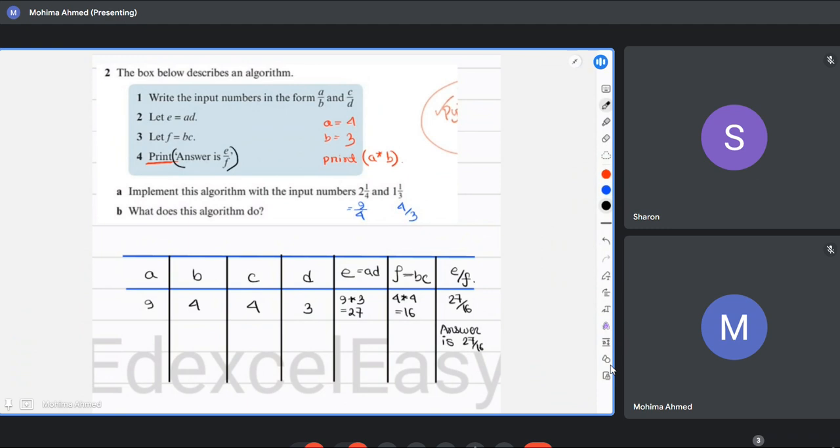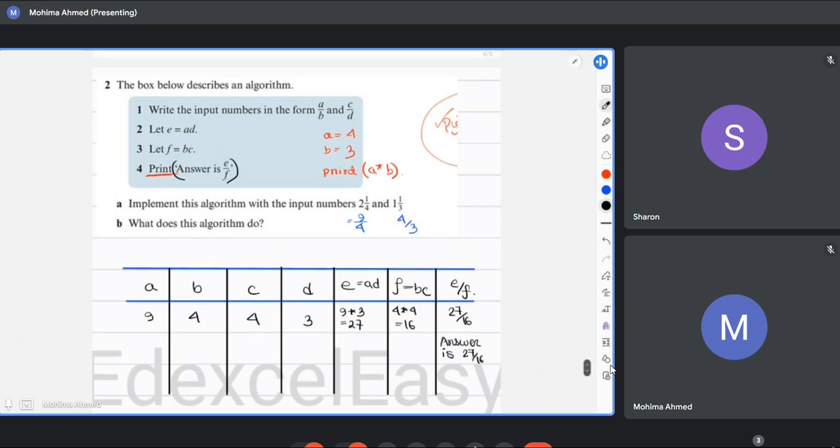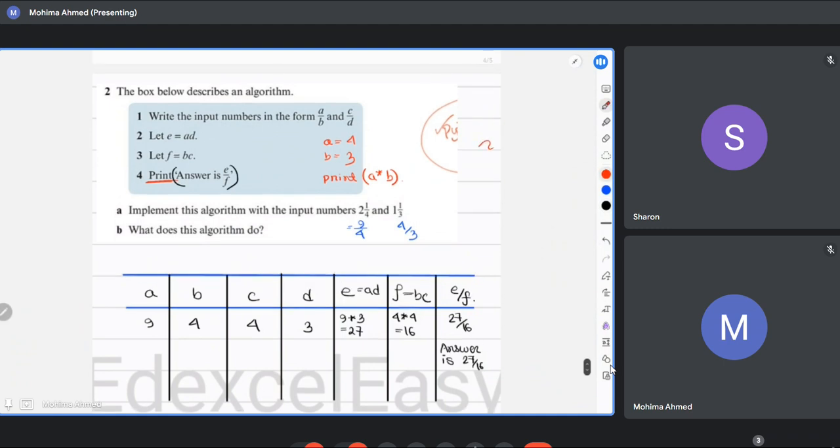And now it says that for part B, what does this algorithm do? Can you tell me what this algorithm does over here? What is the main function? What do you get for the final part? You can understand this in 1 minute. We had this A, B, C, D, right?